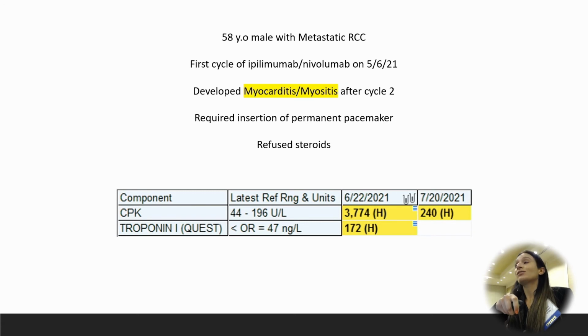He didn't want to take the steroids, okay, not very smart, but okay, he didn't want to take the steroids, and he shows up here 6 weeks later to the office, and look at the enzymes, okay? They're still elevated, but of course, if he's not taking the steroids, it's just really difficult to get those markers to go down and for the patient to feel better, basically.